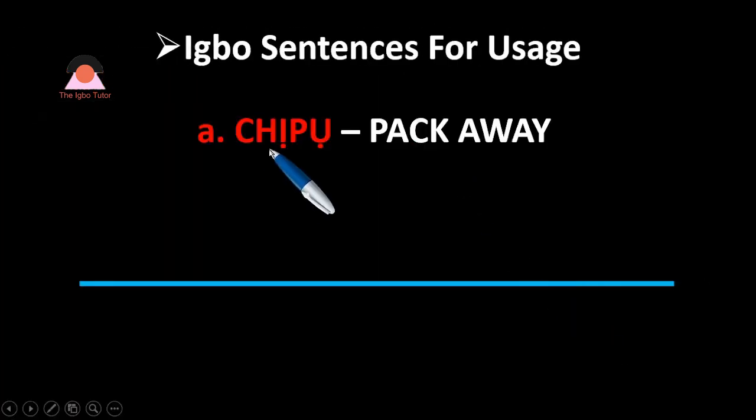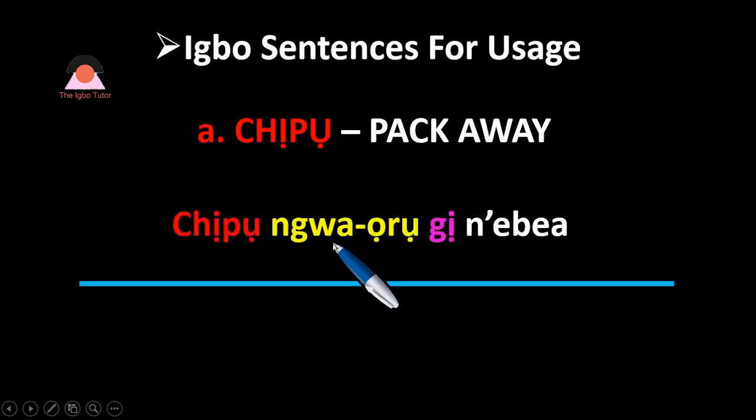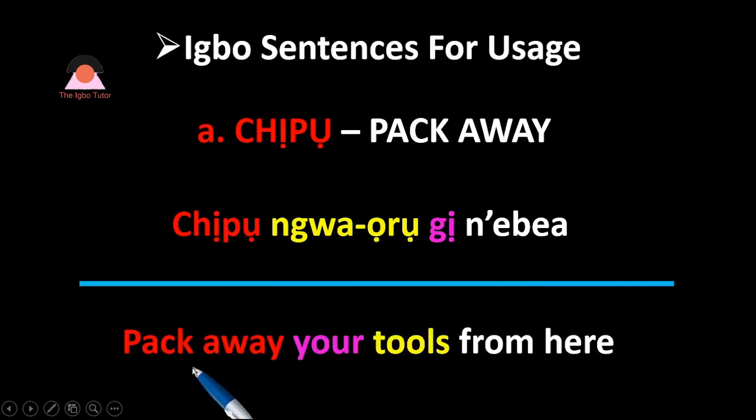Let's go to sentences to explain this further. Chipo, simple present, pack away. Let's look at a sentence to demonstrate this: Chipo ngwa ọrụ gị n'ebe a. What does this mean? It means pack away your tools from here. You can also say pack your tools away from here. It means the same thing.